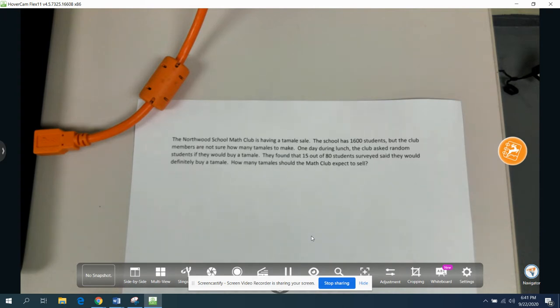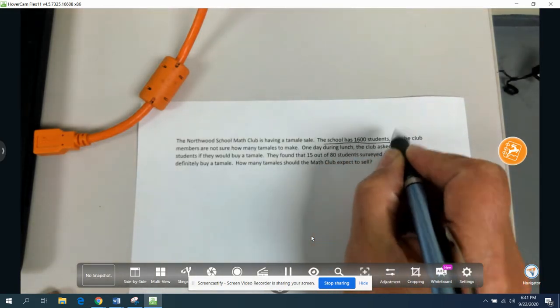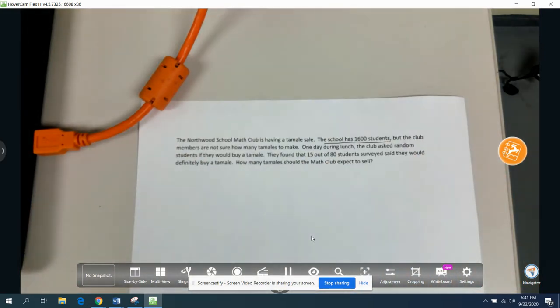So we have the Northwood School Math Club is having a tamale sale. The school has 1,600 students, so that's important information. I usually underline numbers. I think it's important. But the club members are not sure how many tamales to make. One day during lunch, the club asked random students if they would buy a tamale. They found that 15 out of 80 students surveyed.